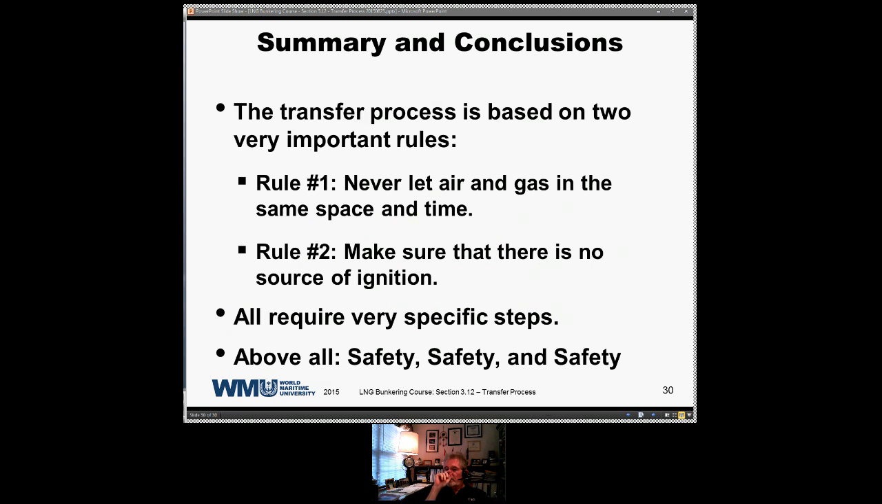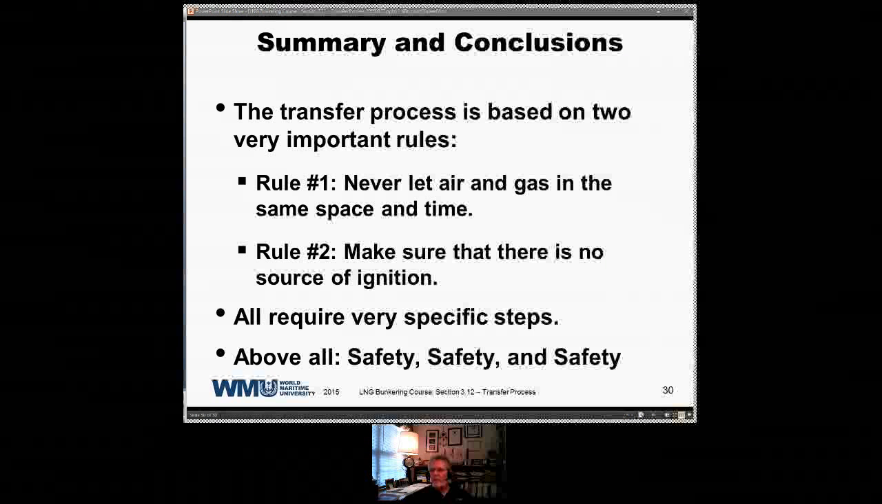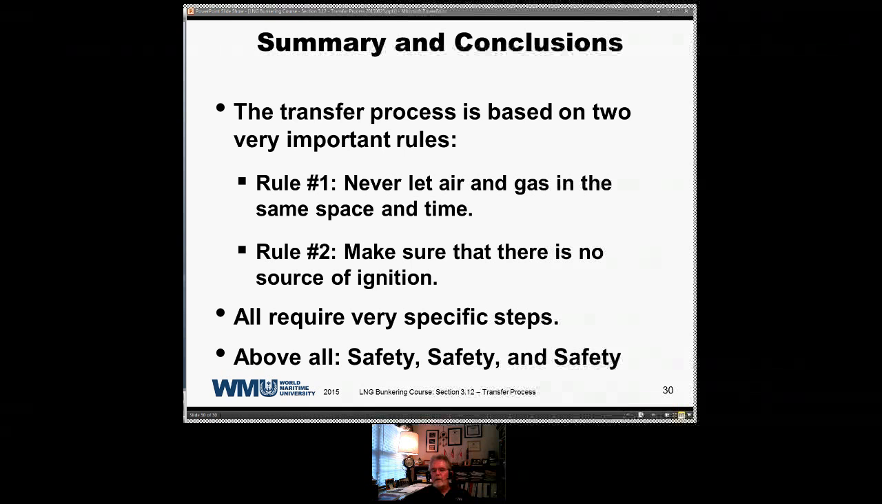The transfer process again is based on those two very important first rules: not letting air and gas mix. If you follow this rule, you're not going to have a problem. And making sure that if you cannot follow rule one, that if air and gas are going to mix, there's no ignition source that's going to cause trouble.